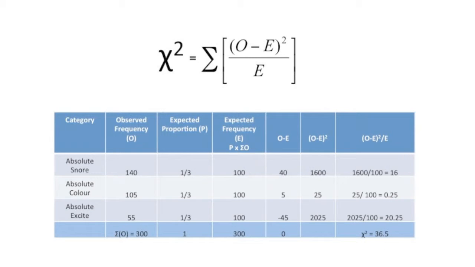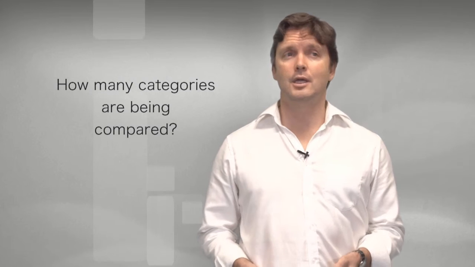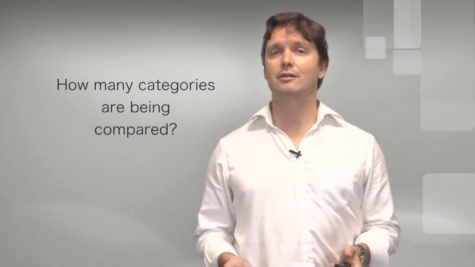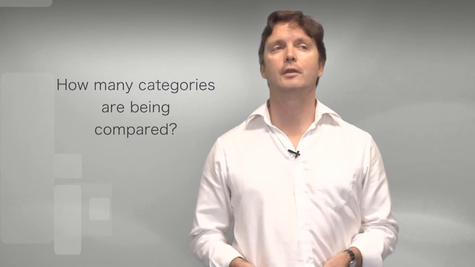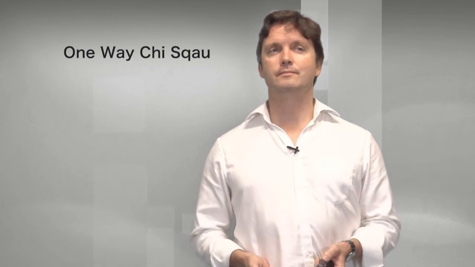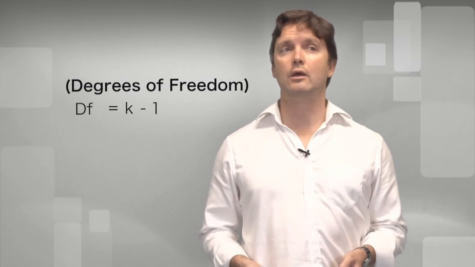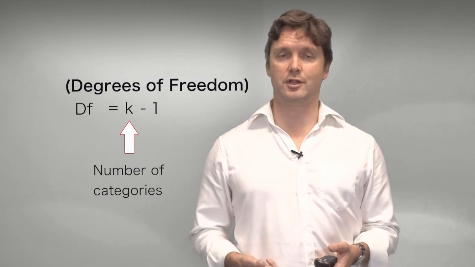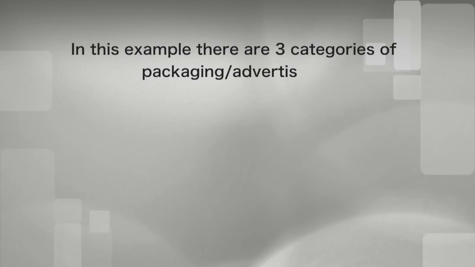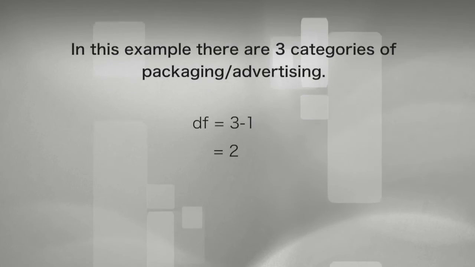Now, as with any hand calculation, before we can look up probability tables or write up our results, we need information on how many categories are being compared. Knowing how many categories are being compared allows us to calculate the degrees of freedom. For a one-way chi-squared, the degrees of freedom is calculated as degrees of freedom equals k minus 1, where k is the number of categories. In this example, there are 3 categories of packaging or advertising, so it's 3 minus 1, which is equal to 2. So with this information, we now know that the chi-squared has a degrees of freedom of 2.